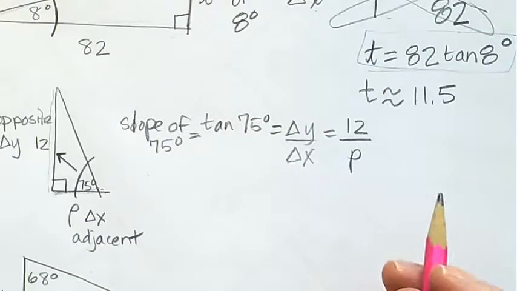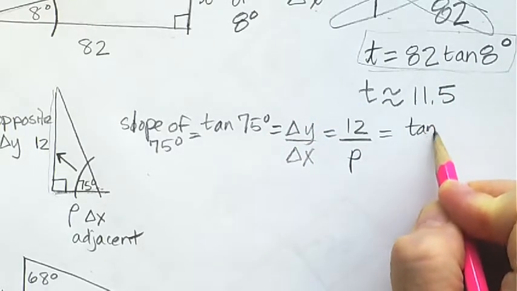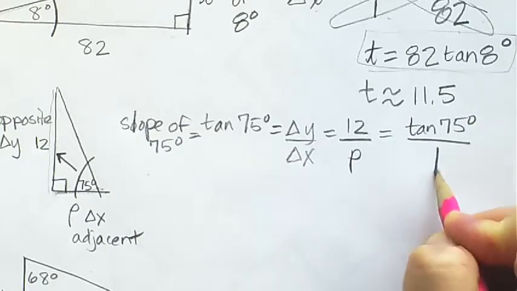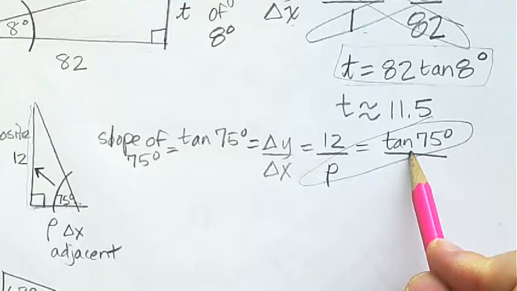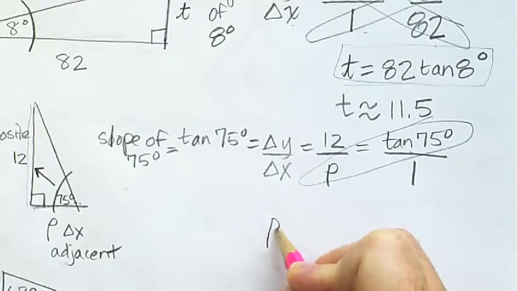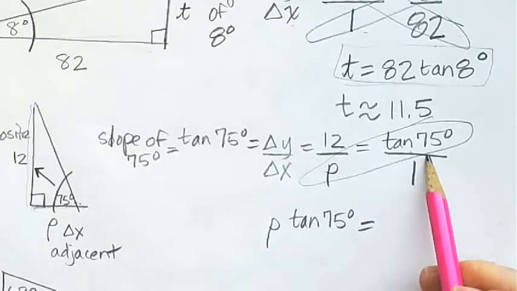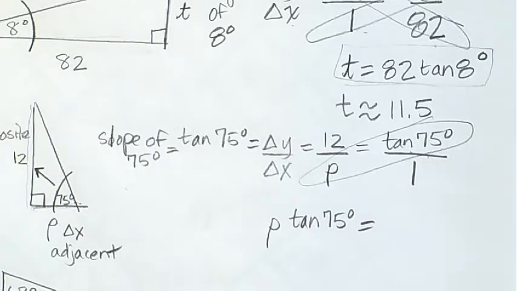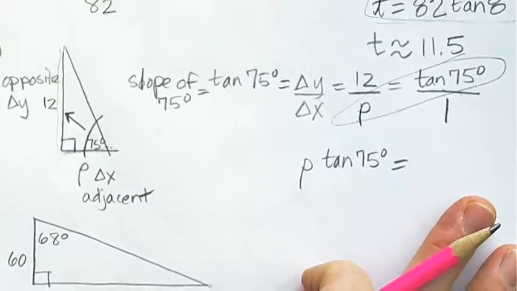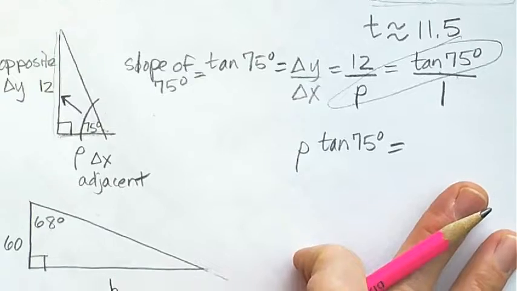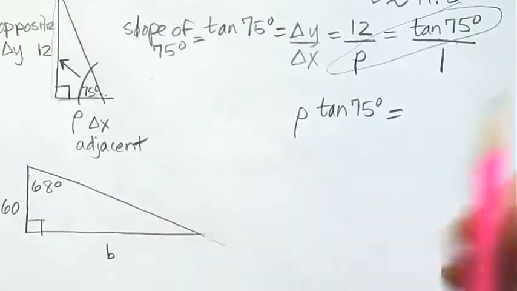Then I'm just going to cross multiply. Let's see, I'll just rewrite this over here. Tangent 75 degrees over 1. So I'm going to cross multiply. P times tangent of 75 degrees would just be p times tangent 75 degrees. Now a lot of you are going to be tempted to put this in the calculator right now. I'm not going to say you can't, but I would say wait until the end of a problem to use your calculator to avoid rounding errors or issues with rounding.